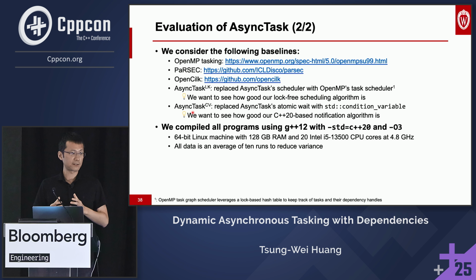So we want to see, by using C++20, what could be the potential performance advantage that we can get from the comparison using C++17. All programs are compiled using G++12 with C++ standard 20 enabled and optimization level O3. The machine we tested is a 64-bit Linux machine with 128GB memory and 20 Intel i5 cores, each at 4.8 GHz. To reduce variance, all the data I report here is an average of 10 runs.